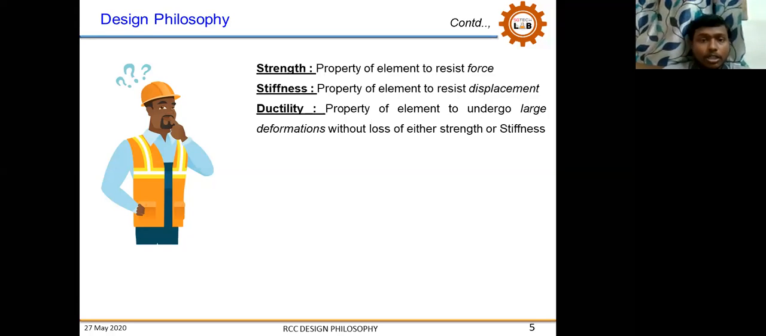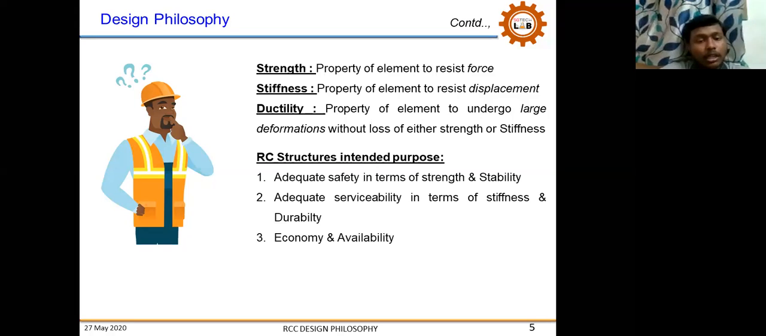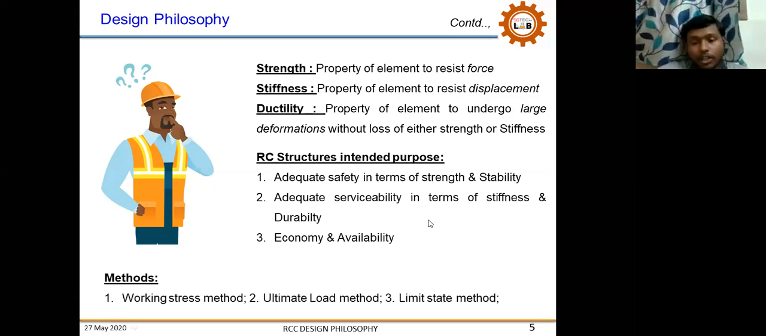So the designer has to understand all these things. So what is he intended to do then? Yes, his purpose is mainly to ensure adequate safety, in terms of strength and stability, as well as serviceability, in terms of stiffness and durability. Next comes economy and availability.